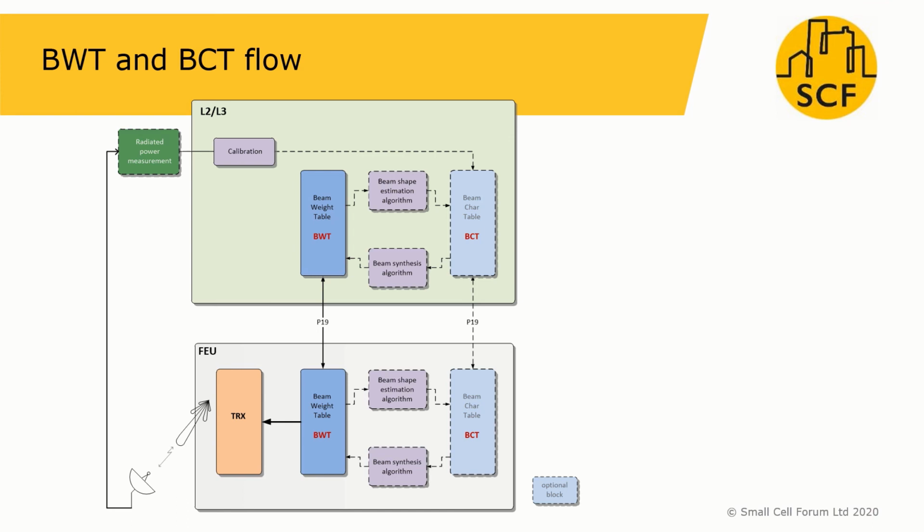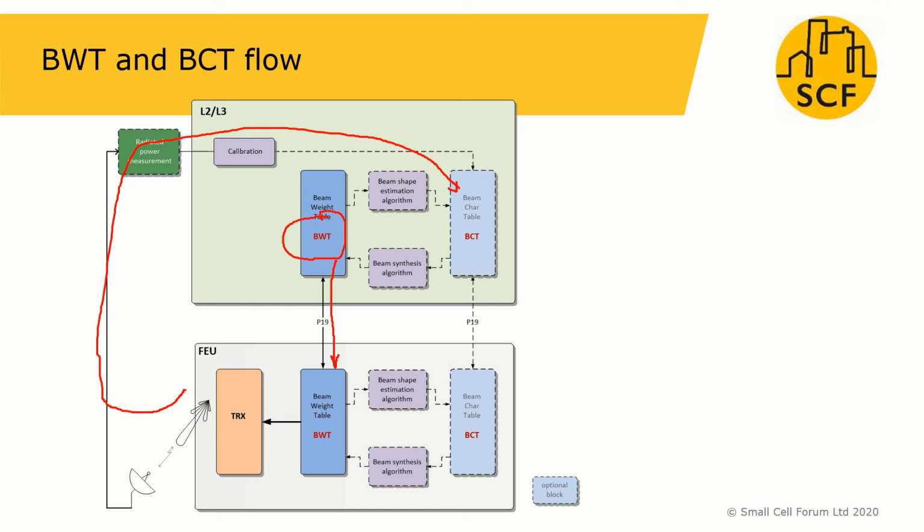The relationship between these two tables can be established in multiple ways, depending on which one originates first. If the beam weight table already exists on the stack, it can be copied to the front-end unit using the API functions provided by P19. The beam radiation pattern then can be characterized through lab measurements, and then the results can be used to construct the beam characteristics table as shown in the red path.